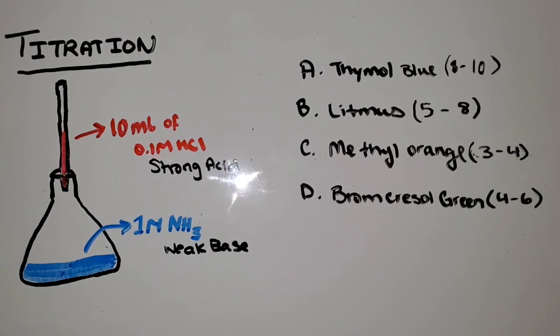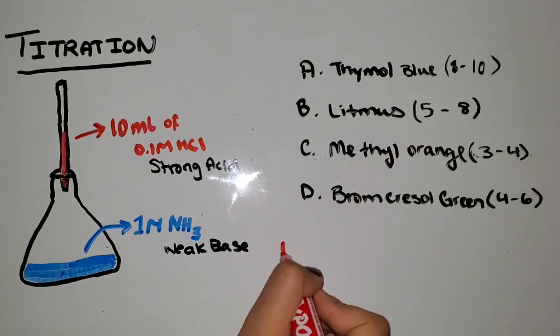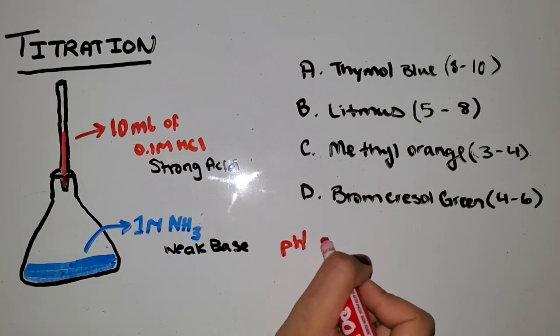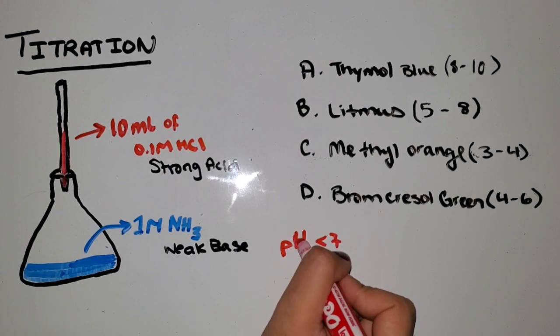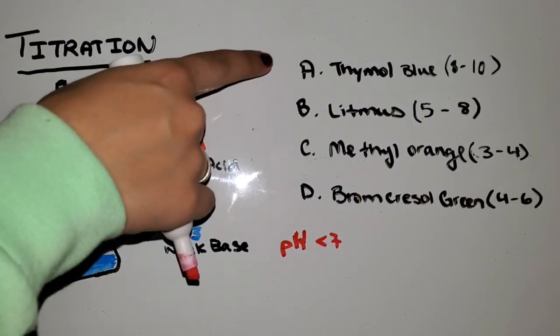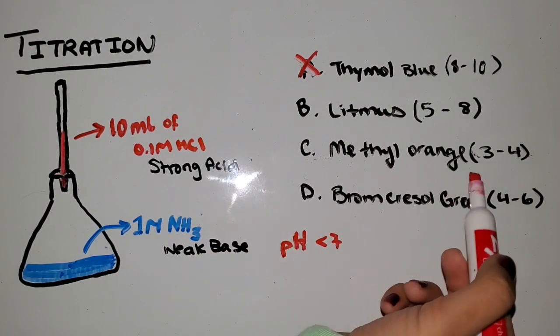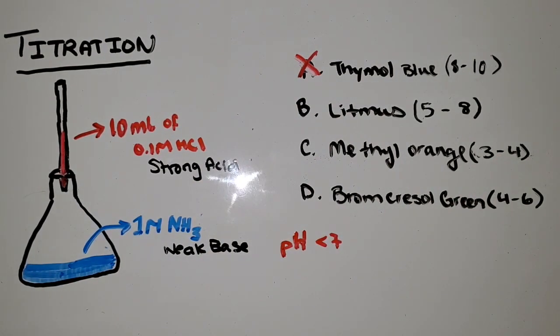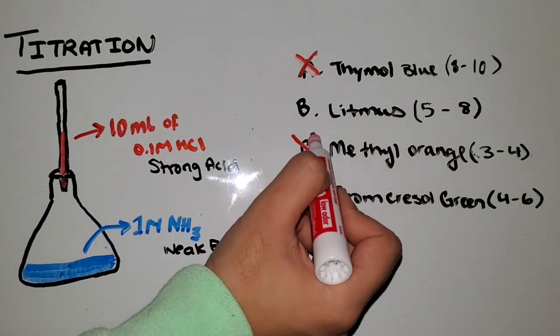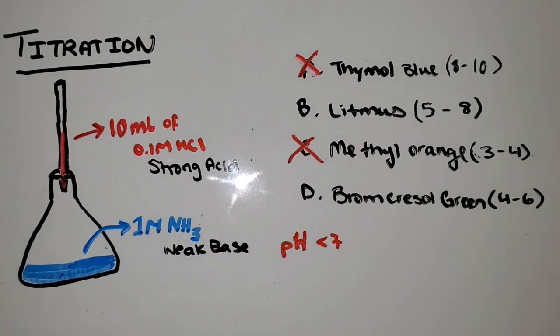So let's take a look at our answer choices. First, let's eliminate the extreme situations. We know that our pH has to be something less than 7. Therefore, A gets eliminated right away. C, methyl orange, with a range of 3 to 4, is too low in pH to be able to detect the pH change when neutralization happens. So, this can't be the answer either. Now, we're left with choice B and D.